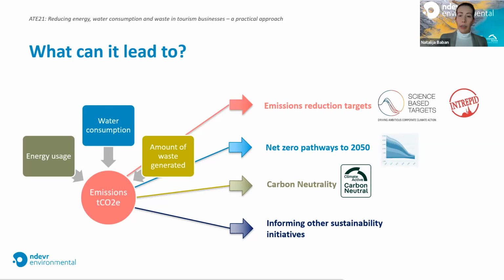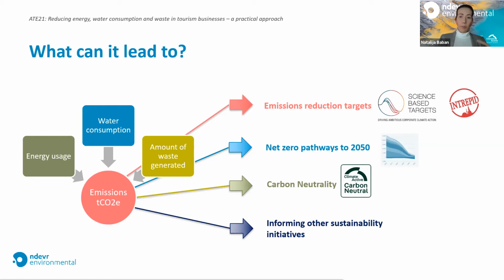Another thing that carbon accounting could lead to is Climate Active carbon neutral certification, which is in Australia. And this is where the greenhouse gas footprint of a business is offset by buying carbon credit units from the carbon market. Over the longer term, net zero pathways and strategies to 2050 can be developed and informed through carbon accounting. And this helps inform how to decarbonize your business and transition to a low carbon future.